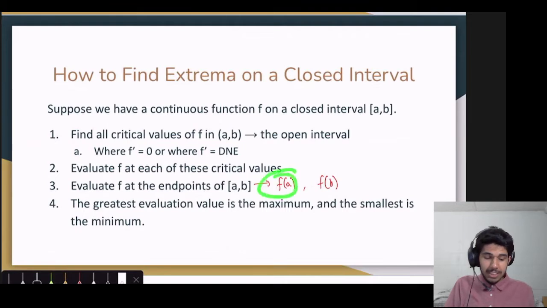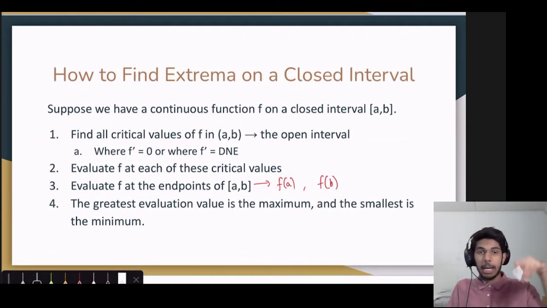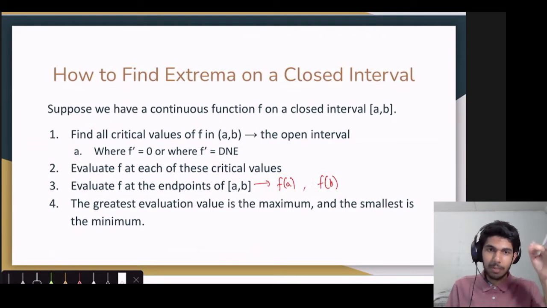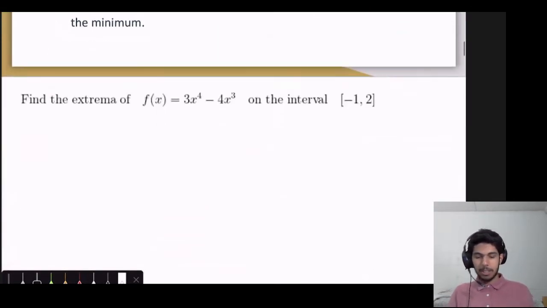But then we also have to take care of the endpoints. Remember, one of the first slides, I said don't forget about the endpoints. So that's why we do that here. And then we have a ton of these f of a's, f of b, f of whatever. And then we can figure out, f of critical value 3 is the highest out of all of them, so that's the maximum, something like that. So we'll do that with an example here.